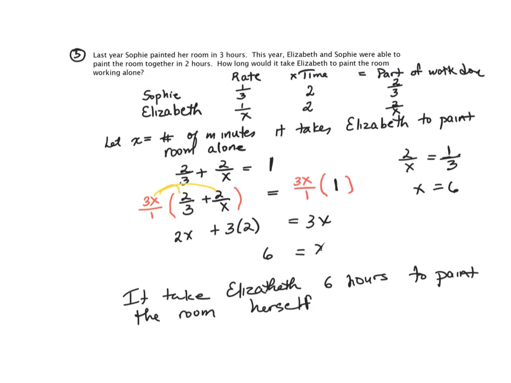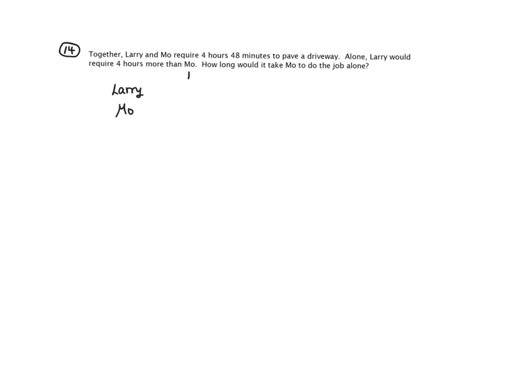Now let's take a look at another one. All right, this problem is number 14 on your sheet. Together, Larry and Mo require 4 hours and 48 minutes to pave a driveway. Alone, Larry would require 4 more hours than Mo. How long would it take Mo to do the job alone? So let's just make a little chart again. Larry and Mo. We've got rate, time, and part of job done. Now, I'd like you to try to fill in the chart yourself and come up with a key and an equation.